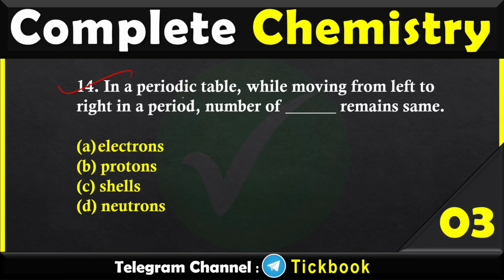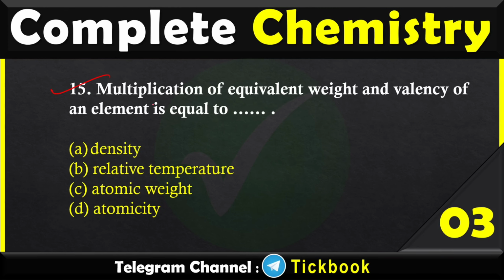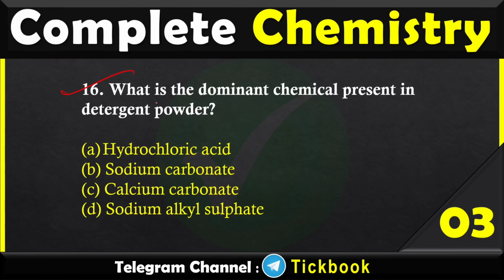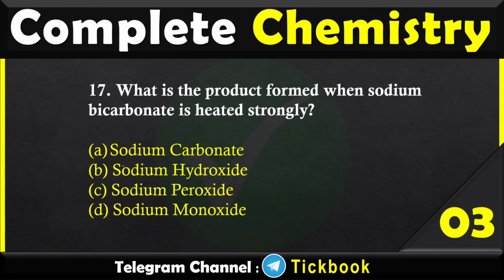Question number 14. In a periodic table, while moving from left to right in a period, number of dash remains same. Option number C, shells. 15. Multiplication of equivalent weight and valency of an element is equal to? Option number C, atomic weight. 16. What is the dominant chemical present in detergent powder? Option number B, sodium carbonate.